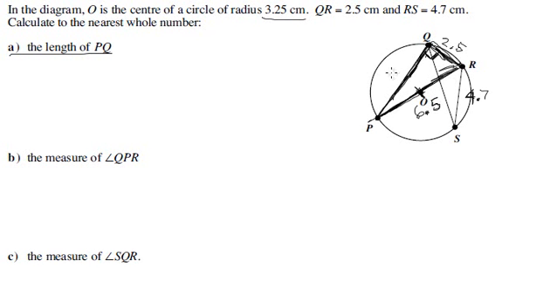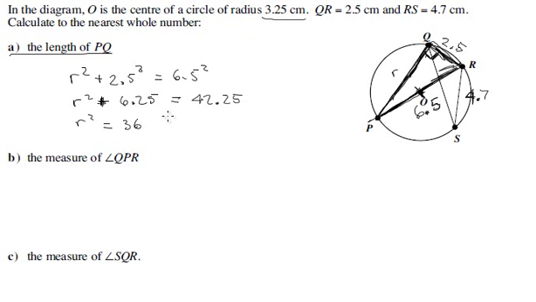I'll call this side little r. We can say r squared plus 2.5 squared equals 6.5 squared. 2.5 squared is 6.25. Sorry, that's a plus. 6.5 squared, I'm going to need some technological help. 42.25. Subtract 6.25 from each side. r squared is, oh, nice, 36. So r is simply 6.